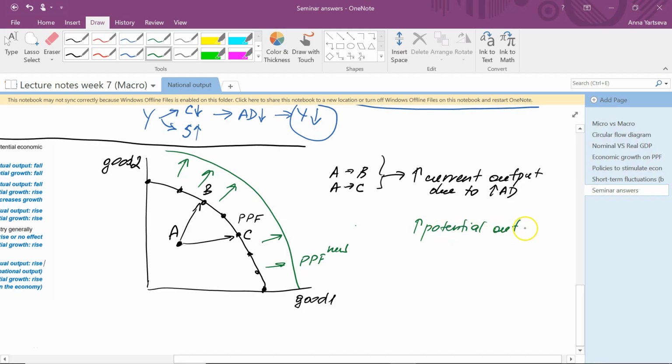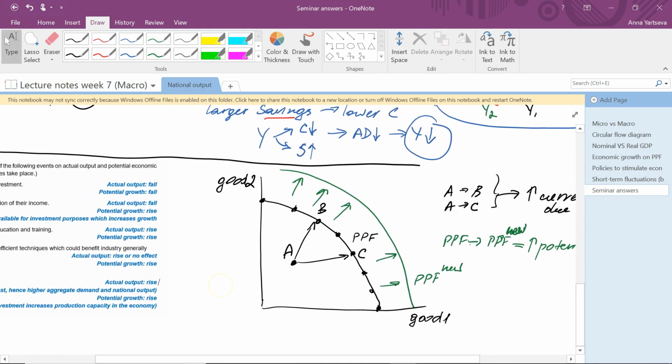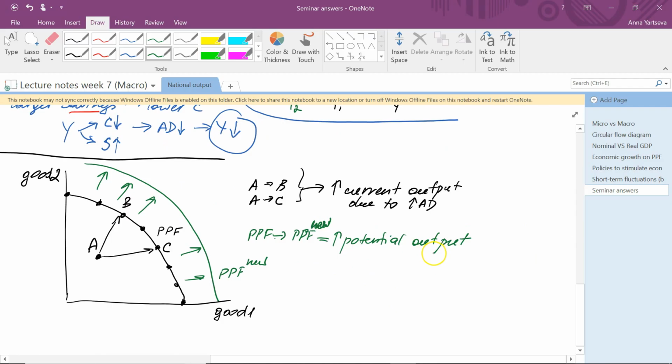Potential output. It's a shift from the original PPF to the new PPF curve, PPF new. So this is what an increase in potential output is. It allows us to increase production of all goods without sacrificing anything. So that's the difference. And an increase in potential output would also imply an increase in aggregate supply.